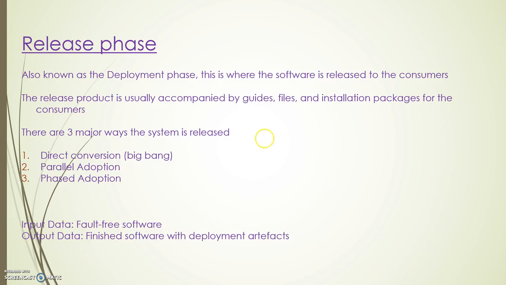Now you have the release phase, also known as the deployment phase. This is where the software is released to the customers. The release product is usually accompanied by guides, files, and installation packages for the customers. There are major ways the system is released. We have the direct conversion, the Big Bang method, the parallel adoption, and the phased adoption.